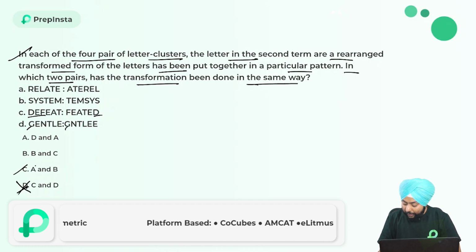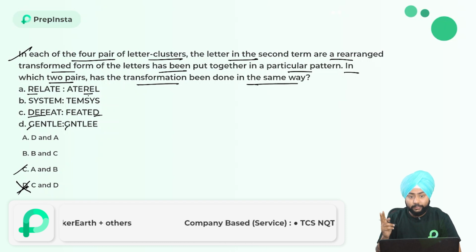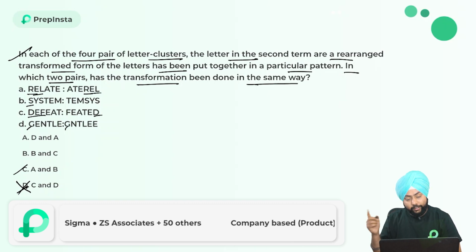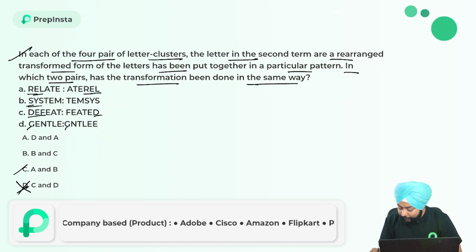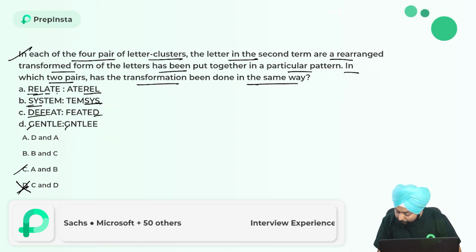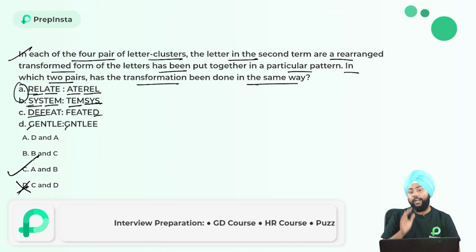Let's check A and B. So A is REL, and all 3 letters went to the last. SYS, all 3 letters went to the last. Now ATE came to first, TEM came to first. Yes, these 2 have the same logic. So I directly got my answer, A and B, as the right answer.